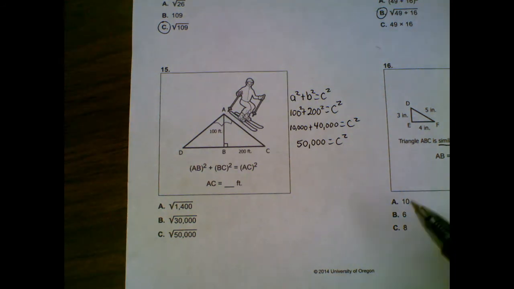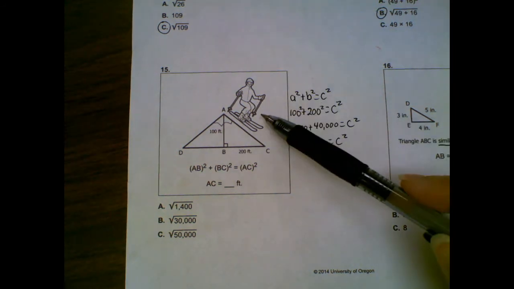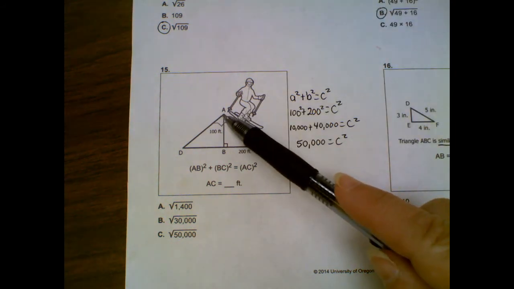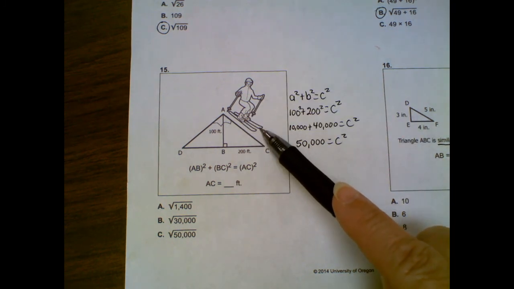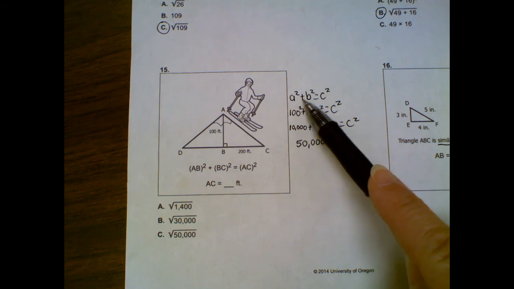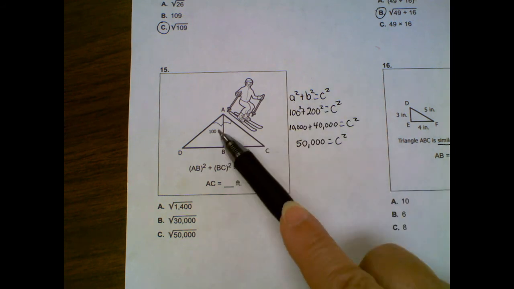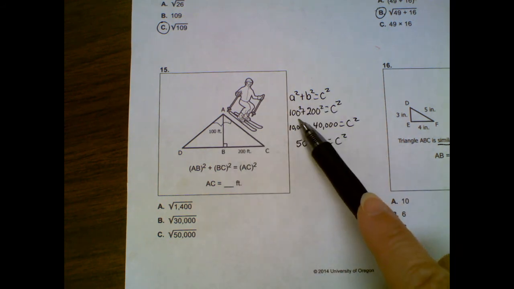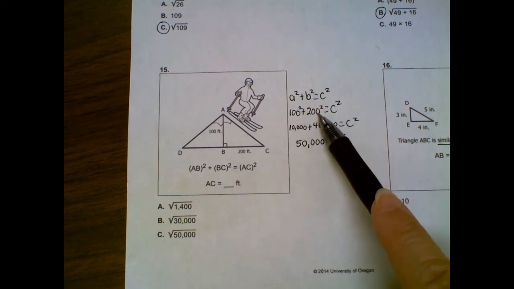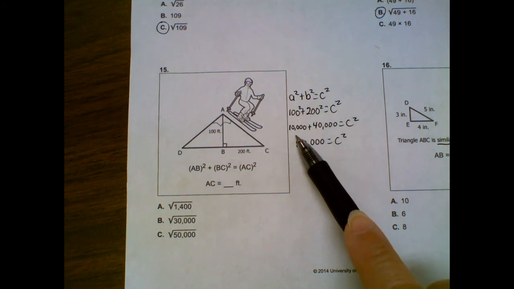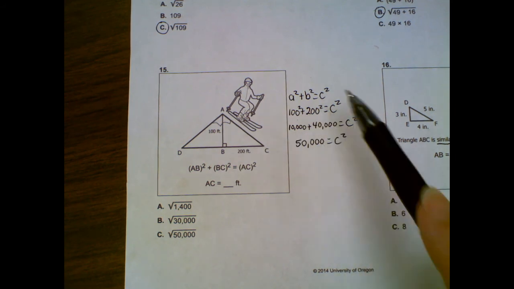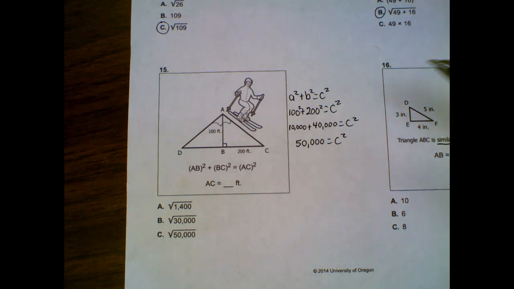For number 15, do not let all the extra get you confused. This skier is just reminding you this is a slope, or a diagonal line here. We're still going to apply Pythagoras' theorem. So I'm plugging in the amounts I know, the 100 squared and the 200 squared as well. So 100 squared equals 10,000, 200 squared equals 40,000, and when I add the two together, I get 50,000.